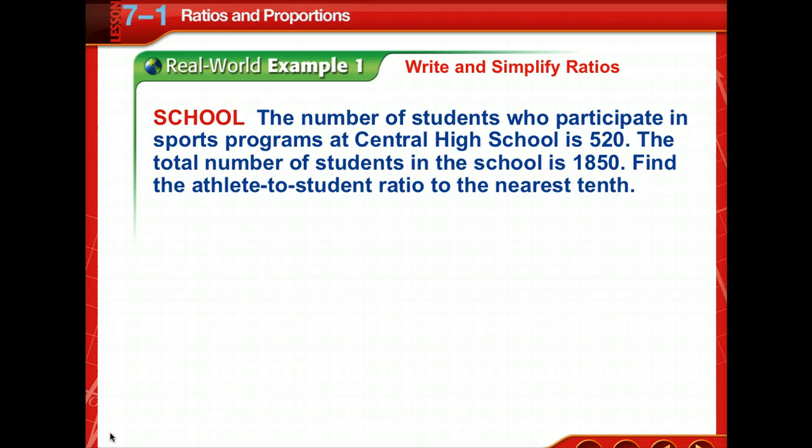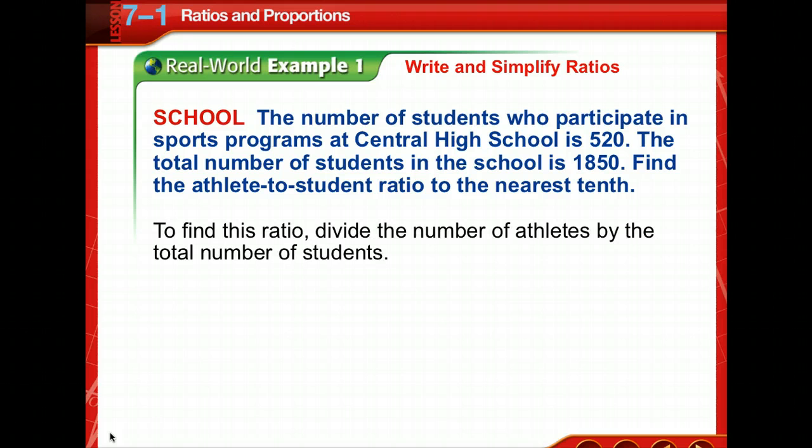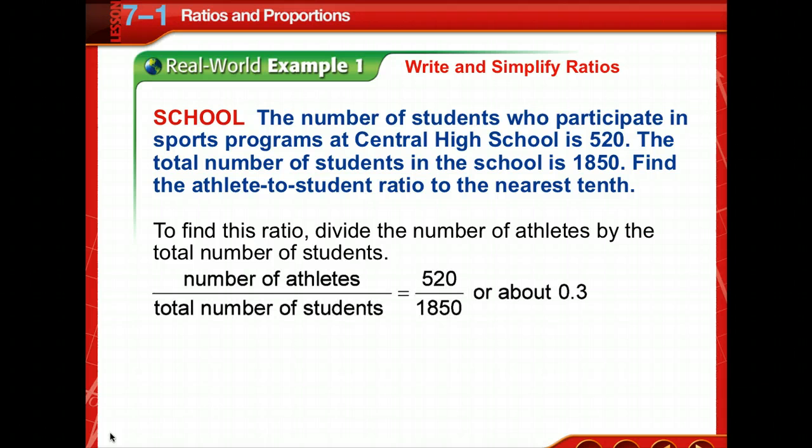So let's look at this example. The number of students who participate in sports programs at Central High School is 520. The total number of students in the school is 1,850. Find the athlete to student ratio to the nearest tenth. So first of all, we're going to divide the number of athletes by the total number of students. So the athletes, notice it's 520 to every 1,850 students.